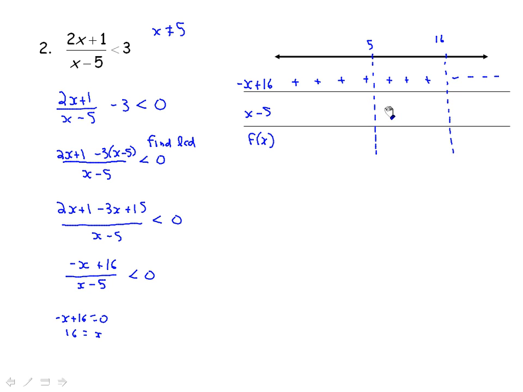And then x minus 5 will be positive if x is greater than 5, and negative if it's less. And then the function taken together, positive divided by negative is negative there, positive there, negative there. We want to identify where this thing is less than 0, that is negative. So it would be the interval negative infinity to 5, open, in union with 16 upwards forever, positive infinity.